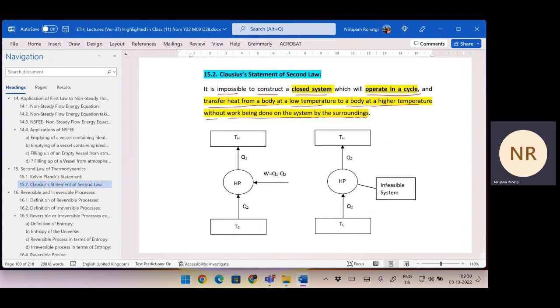Now what Clausius is saying is that you cannot operate your refrigerator or air conditioner without electricity, without doing work on it. It is not possible. You cannot transfer heat from a low temperature to a high temperature without work being done on it. But remember, heat from high temperature to low temperature can happen without any interference. It happens naturally. All the time heat is flowing from high temperature to low temperature. No external work is required for that.